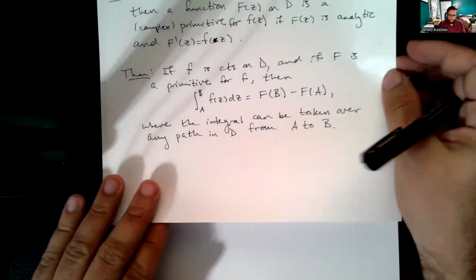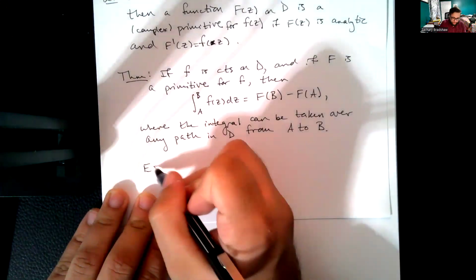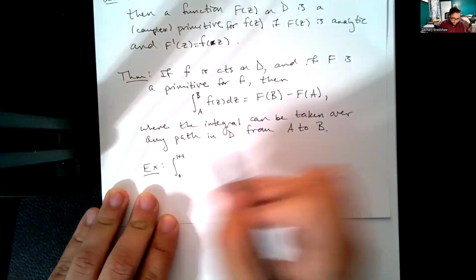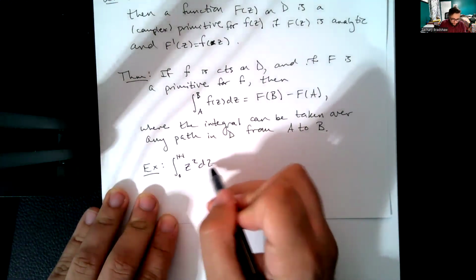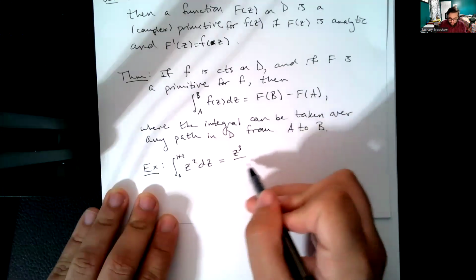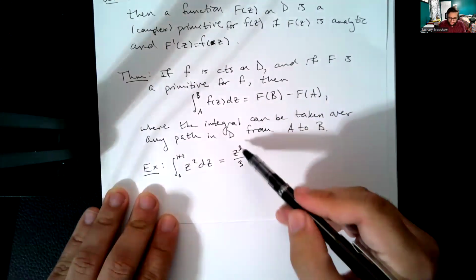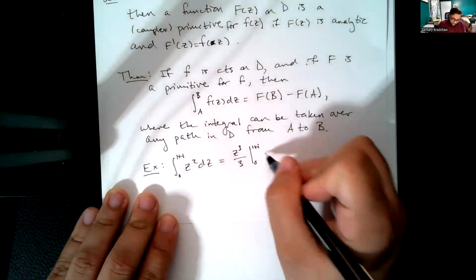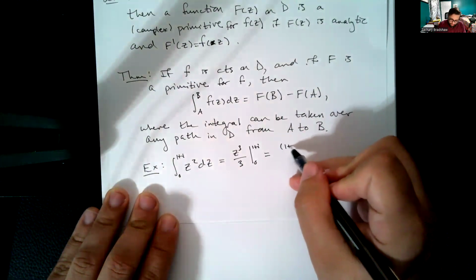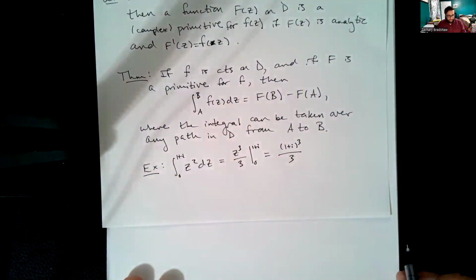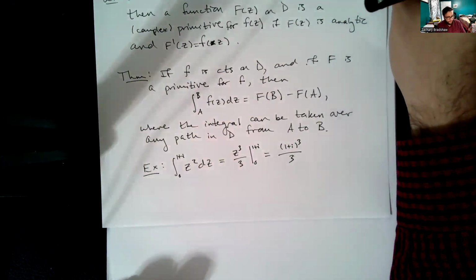And so that allows us to do very simple evaluations that we're used to, like the integral from 0 to 1 plus i of z squared dz, which we've already seen. But now we can use the usual fundamental theorem of calculus. We know z cubed over 3 is a primitive for z squared. And so what we have is that this is (1 plus i) cubed over 3. Okay, so great. We can use this thing that we're used to.